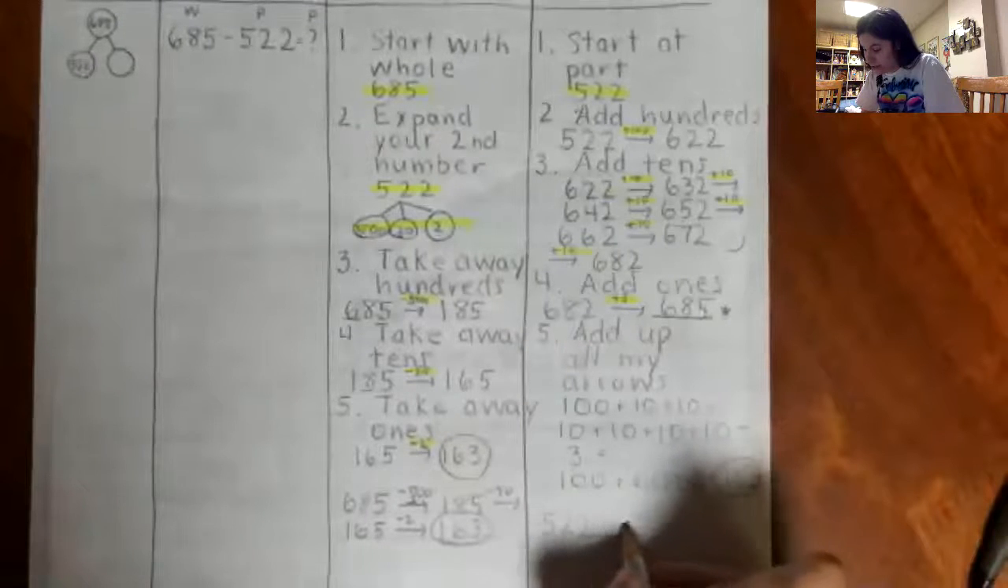So if I were to show this again, I might go, okay, I'm starting at my part, here's 522. All right, I'm gonna add my hundreds first. I'm adding 100, I got 622. All right, now I'm adding tens. I'm adding 60, that's 682. All right, now I'm adding ones, add 3, and get 685. All right, I reached my goal, yay.